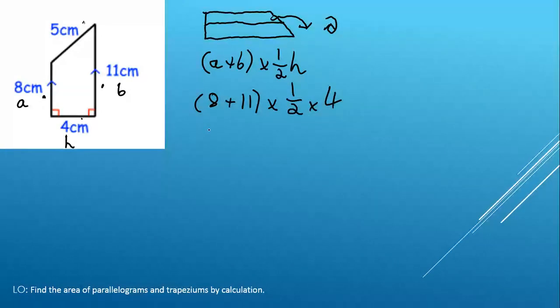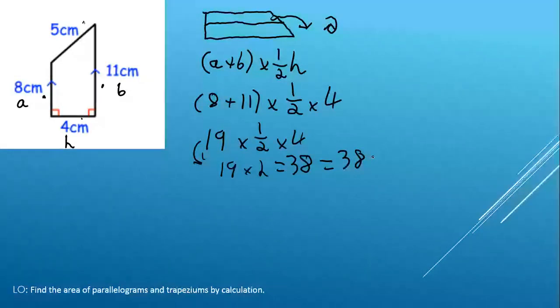So we can rewrite that to be 19 times by a half times by 4, which is the same as 19 times by 2, which will give us 38, which means that the area for this trapezium is 38 centimeters squared. Brilliant.